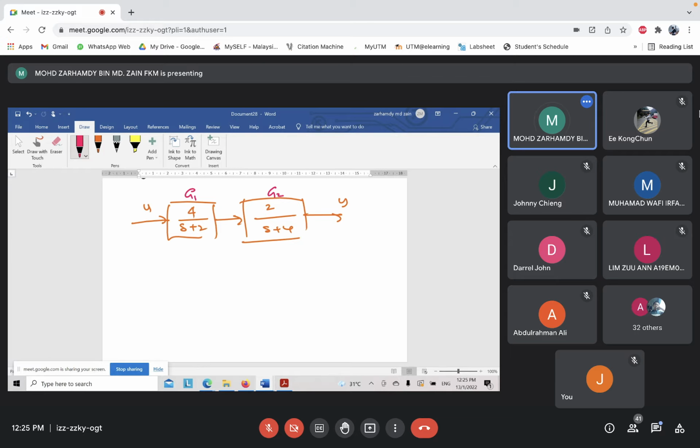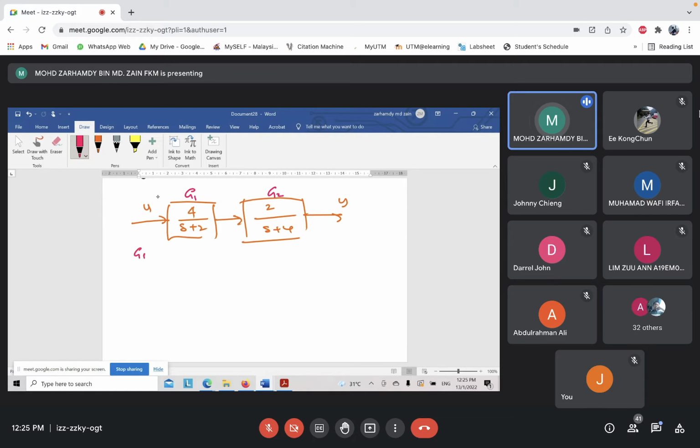G2, right. So what we need to do now is detail out G1 and G2 to find the gain and the phase. Now we try to concentrate on G1 first.